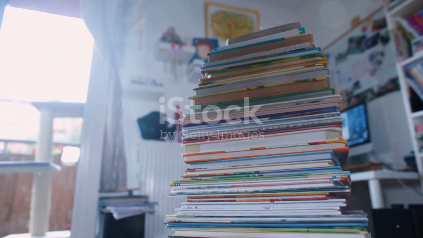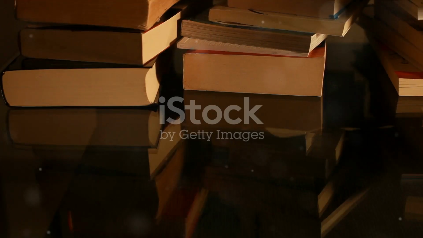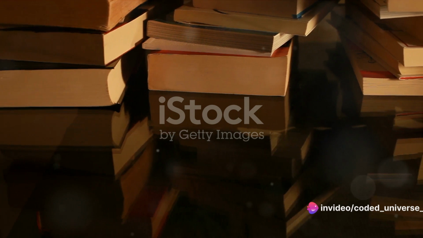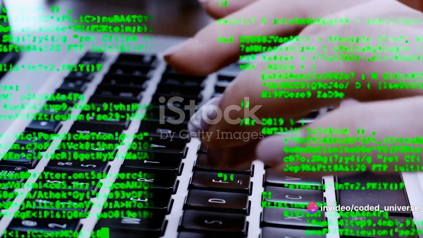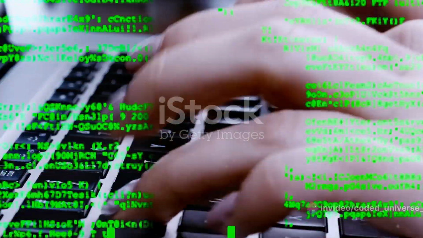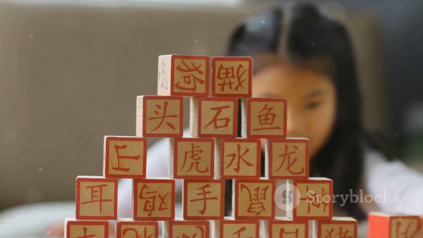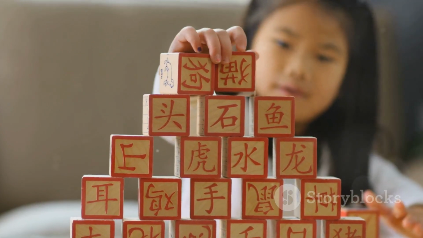Today, we're venturing into the realm of data structures. Our focus? Stacks. Not the kind in your library, although they do share a few similarities. We're referring to the dynamic data structures that are as fundamental to programming as the alphabet is to language. So, buckle up as we start stacking up knowledge on, well, stacks.